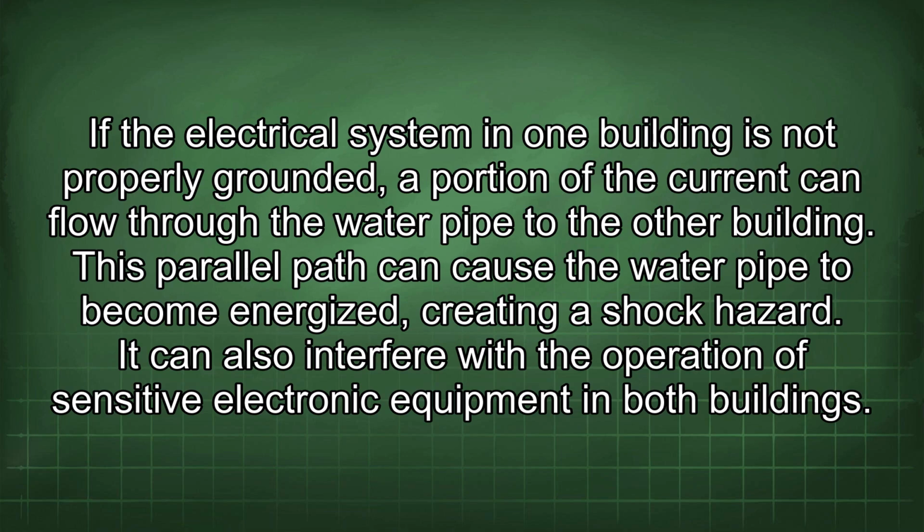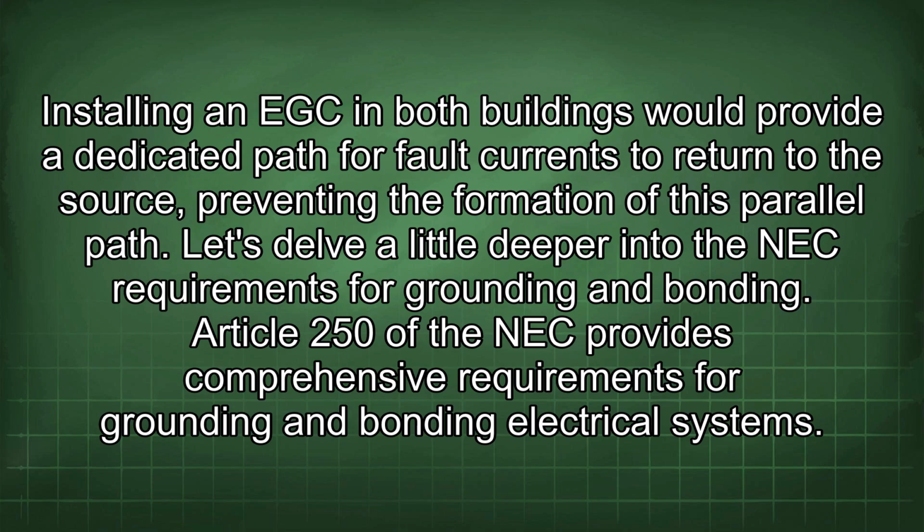This parallel path can cause the water pipe to become energized, creating a shock hazard. It can also interfere with the operation of sensitive electronic equipment in both buildings. Installing an EGC in both buildings would provide a dedicated path for fault currents to return to the source, preventing the formation of this parallel path.